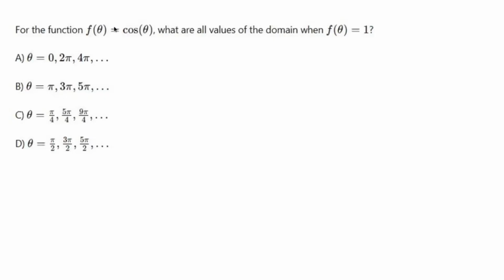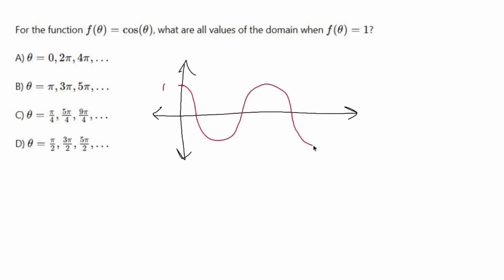For the function f of theta equals cos theta, what are all values of the domain when f of theta equals 1? Let's look at this from a graphical point of view. So let's draw out cos theta. All right, cos theta starts up here at 1, and then bottoms out, reappears, bottoms out, reappears, and so on. It bottoms out at negative 1, and it has a period of 2 pi. So this would be 2 pi, this would be 4 pi, and so on and so forth.